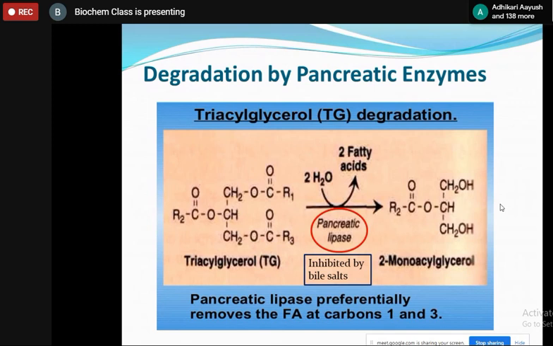It is degraded to 2-monoacylglycerol by the enzyme pancreatic lipase. From the molecule of triacylglycerol, two fatty acids are removed, which converts it to 2-monoacylglycerol, meaning there is only one fatty acid attached to the second carbon of the glycerol. So this is 2-monoacylglycerol, and you get two free fatty acids.